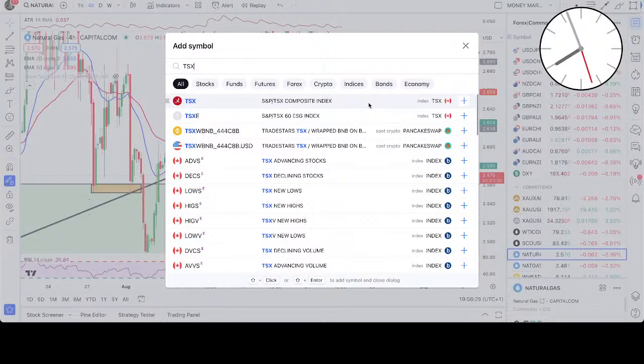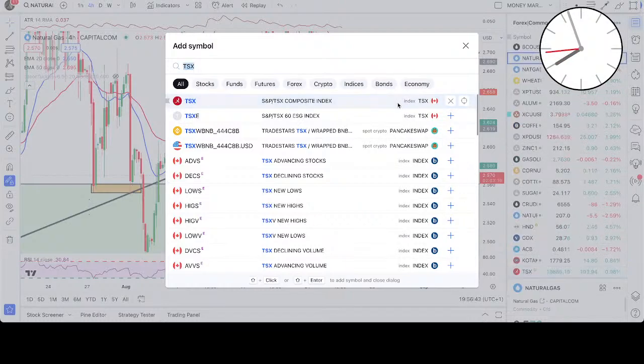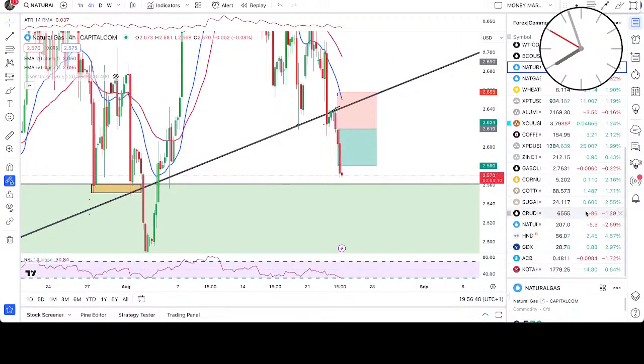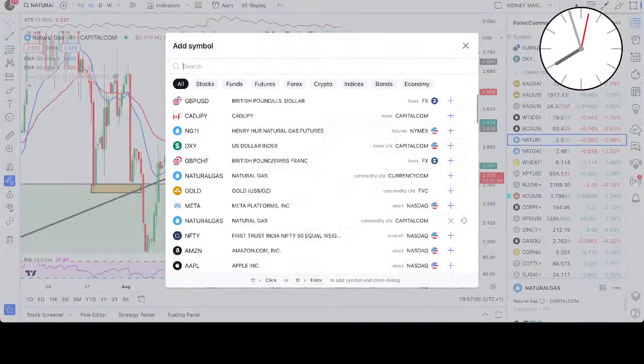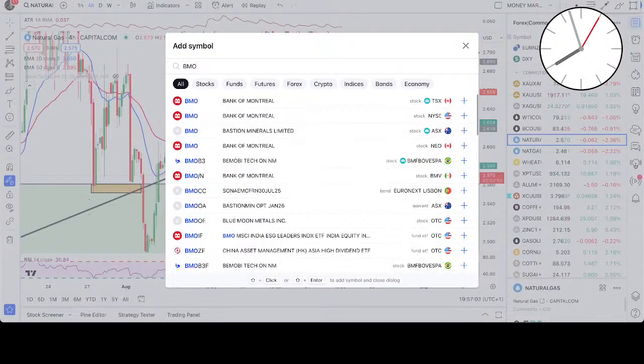Okay, so I lost the comment. So TSX, Simon, that's the one you're talking about, this Canadian index. If that's the one, let me know in the comment section. Okay, BMO. Yeah, let's see that. I've not seen that before. Bank of Montreal. That's the one.